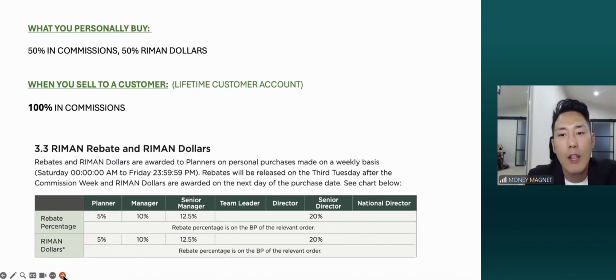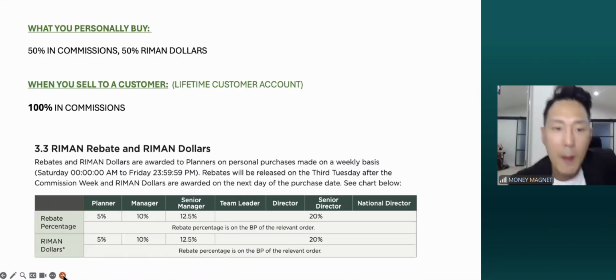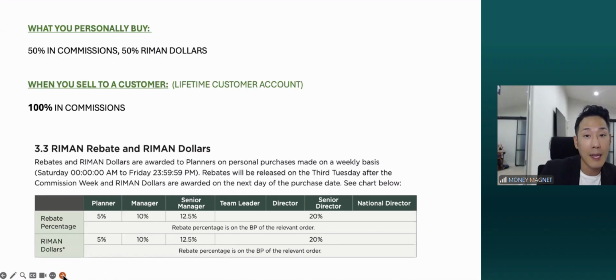However, if you sell through a lifetime customer account, then you will receive 100% in commissions. But if you just go in and personally buy an order, that would be considered a rebatable commission. So you will get 50% in commissions and 50% in RIMAN dollars, right? So you get to choose how the transaction happens, but this is the difference. When you personally buy, it's a 50-50 split with RIMAN dollars and commissions. When you sell to a customer, you will receive 100% in commissions, USD cash.